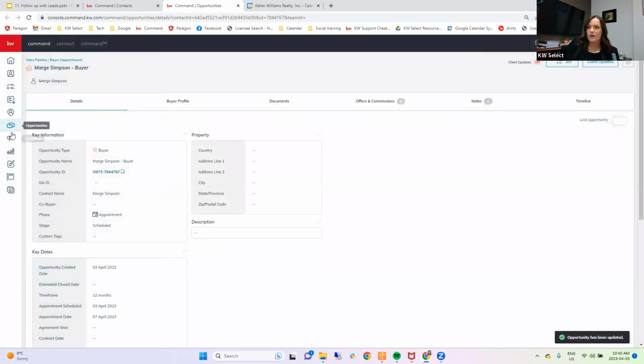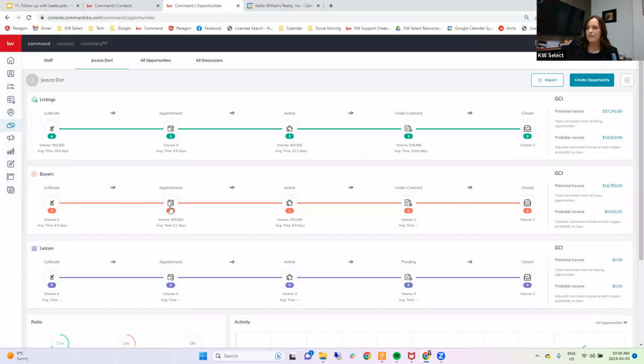And so now when I go to my pipeline, back to opportunities, I now have a buyer in appointment. Okay, so this is very visual. You can see I have 2 in Cultivate, 1 in appointment. So I know I still have 2 leads that I still need to convert into appointments. So when you're sitting down to do your lead conversion time block, this will be very helpful because you just go straight into your Cultivate phase and start setting them up on a saved search or giving them a call or sending them a text, whatever it is. It's just a good visual reminder to keep up with that.